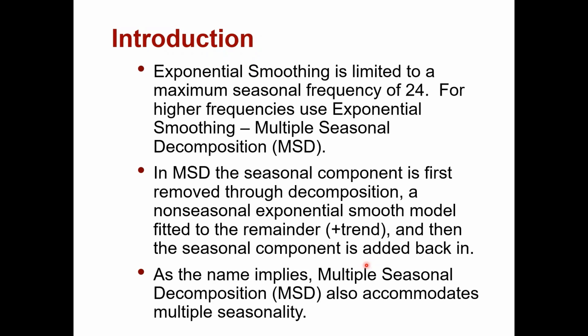And what happens in MSD is the seasonal component is removed through decomposition. A non-seasonal exponential smoothing model is fitted to the remainder, including the trend, and then the seasonal component is added back in. So that's how forecasting is done with multiple seasonal decomposition. And multiple seasonal decomposition also accommodates multiple seasonality.